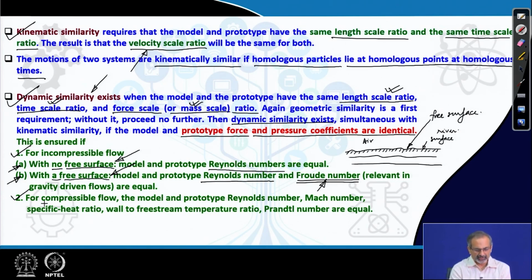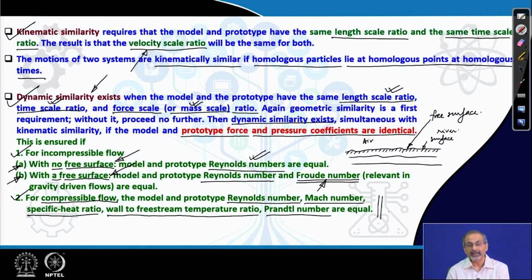When we go to compressible flows, what all have to be matched? The model and prototype Reynolds number needs to be matched, which is already there in the picture from the incompressible flow point. You need to match Mach number, specific heat ratio, wall to free stream temperature ratio, Prandtl number. So, there are many more which need to be added because of the higher velocities, the compressibility effects and the associated thermodynamic and thermal effects.